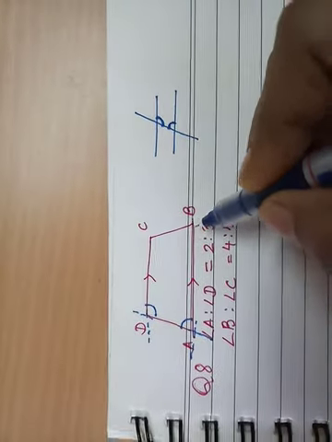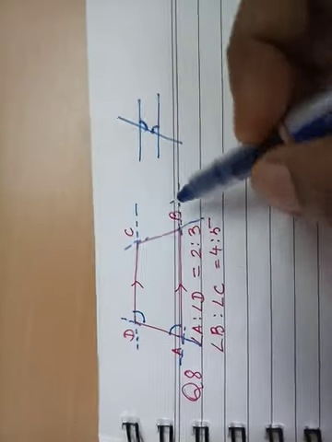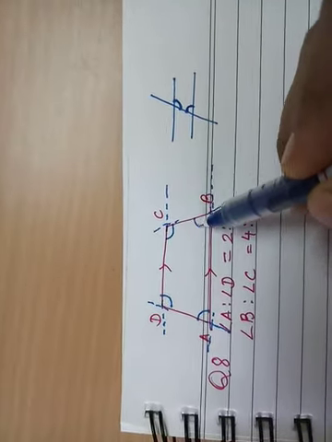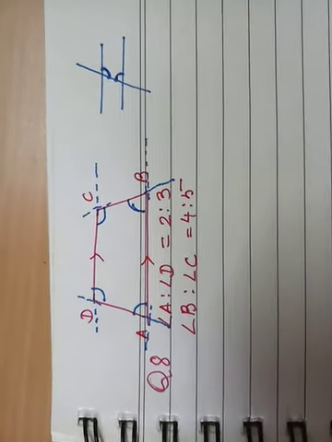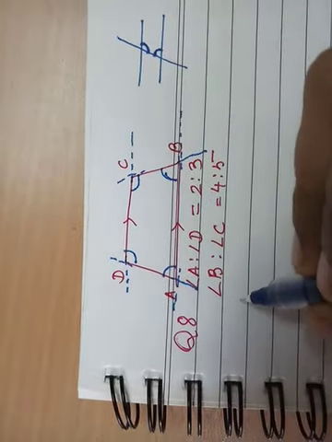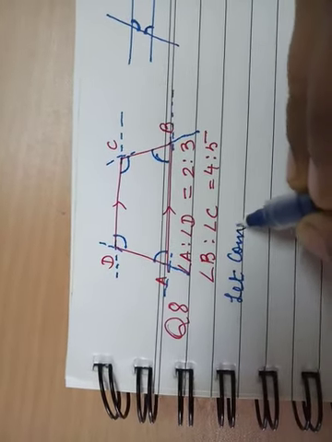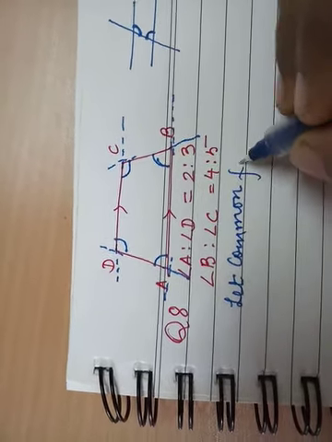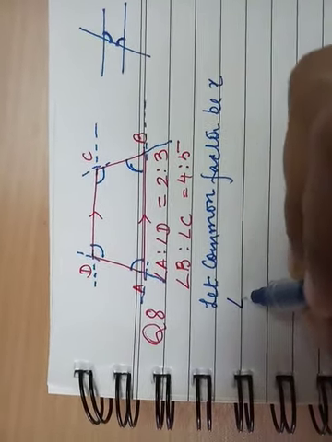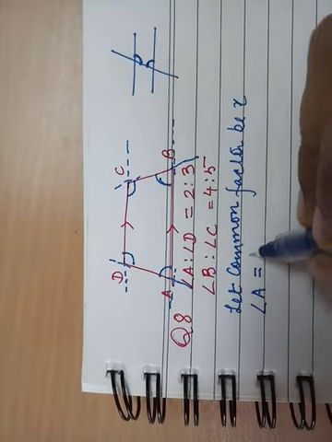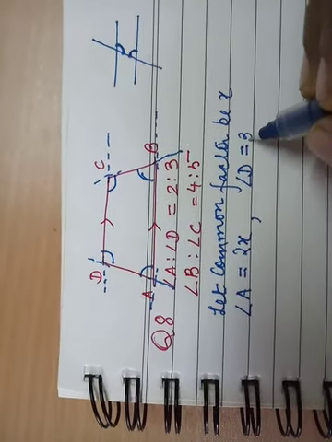Similarly, if you extend the lines, angle B and angle C are also forming co-interior angles. Their sum is also 180 degrees. So how do we write it? Let the common factor be x. Therefore, angle A is equal to 2x. Angle D is equal to 3x.